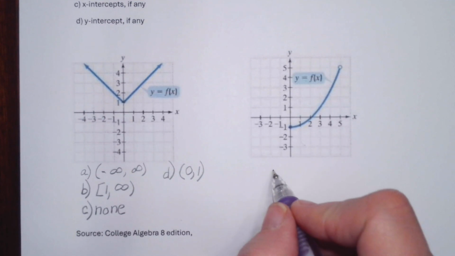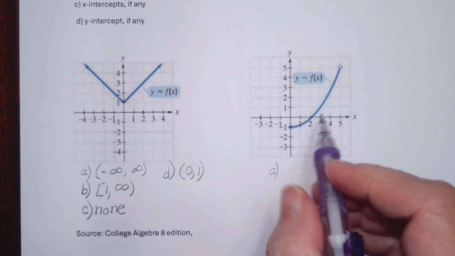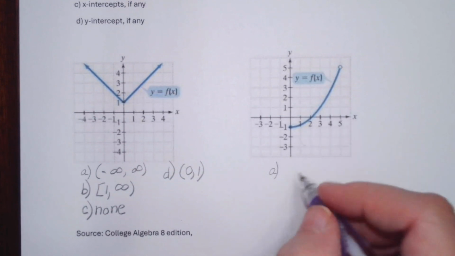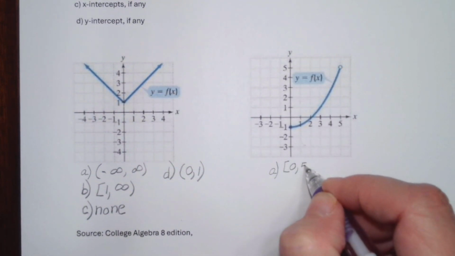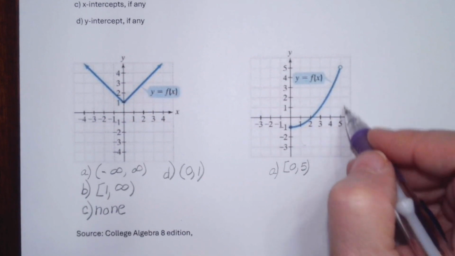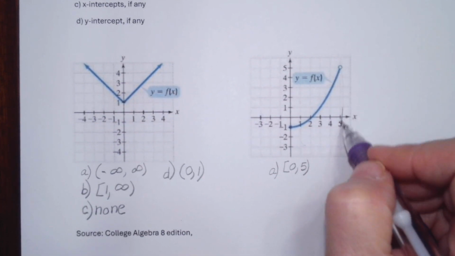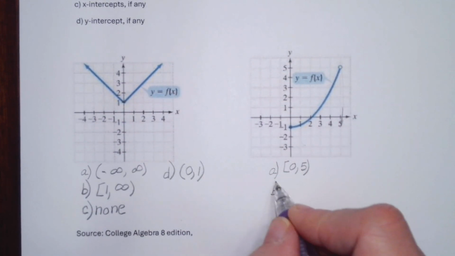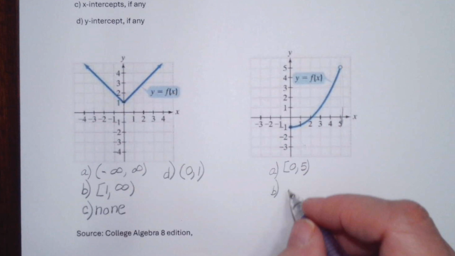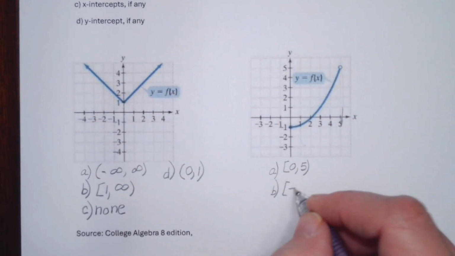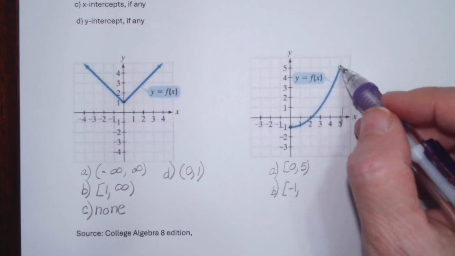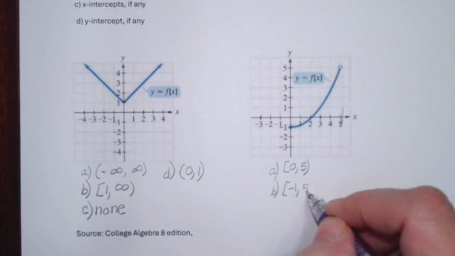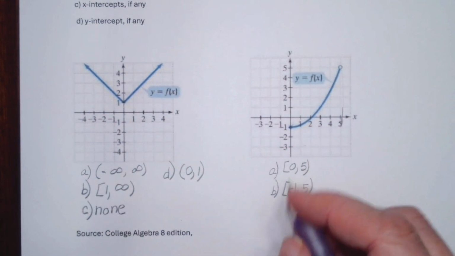Well, welcome back. The domain on this one for the x's is going to be 0 to 5, because it stops right here on the x-axis. For my range, I'm going to come down here, go to negative 1, and I'm going to go all the way up to 5, and that's an open circle, so that's going to be a parenthesis.